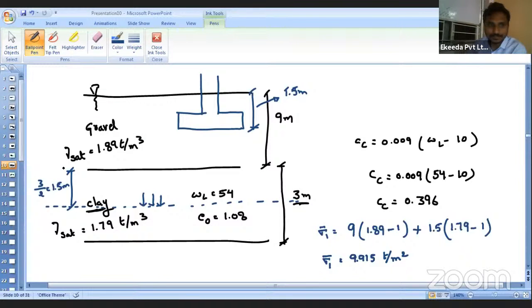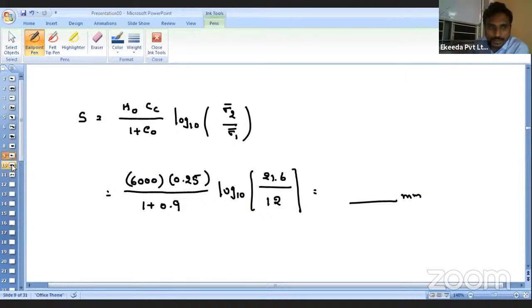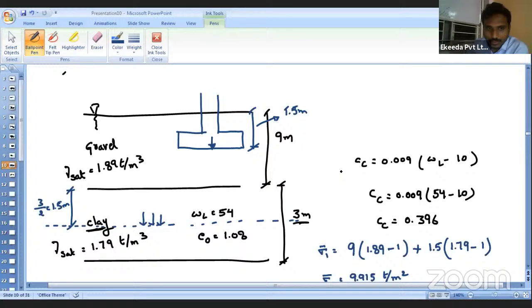Now, because of this foundation, what do we know? We know what is the load that is acting on the foundation. So what is the load that is acting on the foundation? Let us say the load acting on the foundation, Q, will be equal to 900 tons.